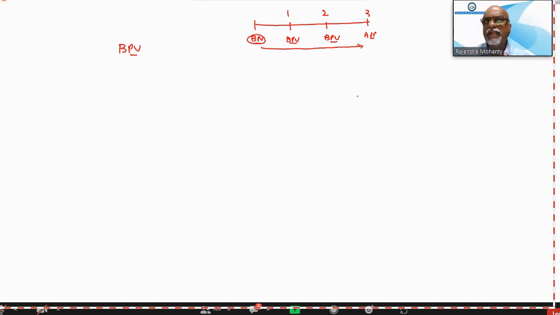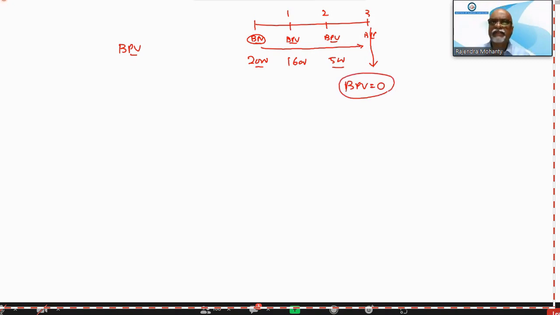BPV declines with the remaining maturity period of the investment. If the BPV was 2000, then after 1 year it might come down to 1600. In the second year it might come to 500, and on maturity BPV should always be 0.